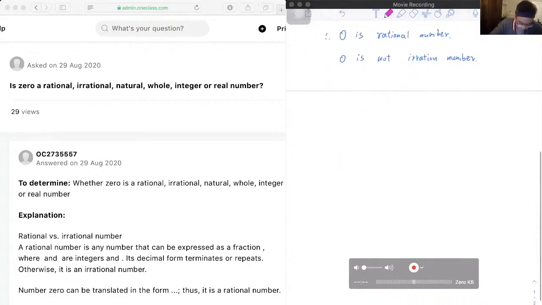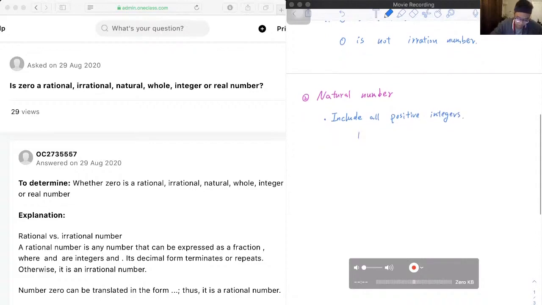And then let's talk about the natural numbers. The natural numbers include all positive integers. So let's write the keyword down: include all positive integers, which means it starts from 1 and 2, 3, 4, 5, 6, and it goes to infinity.